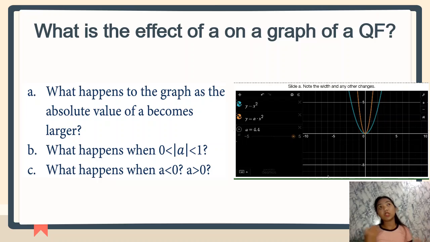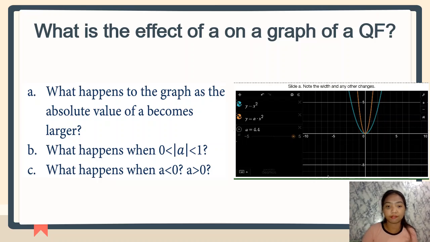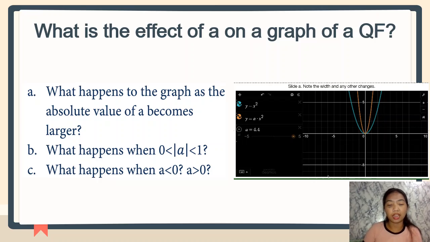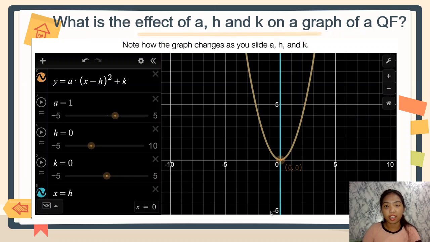Since 1/2 is smaller than 1, that means it is wider than the parent graph. 1/2 is just 0.5, right? Now, let's see the combined effects of a, h, and k on the graph of a quadratic function.